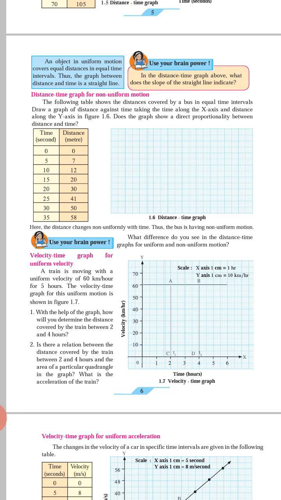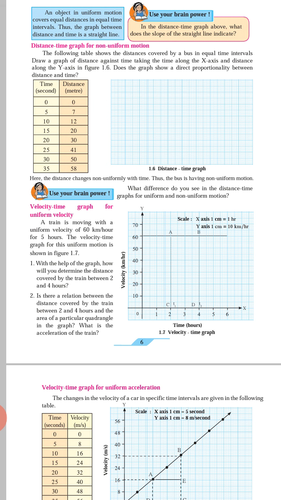Next graph is velocity time graph for uniform velocity. Okay, this graph is already drawn in your textbook. On x-axis time is represented in hours. On y-axis velocity is represented in kilometer per hour. Okay, here velocity is same.